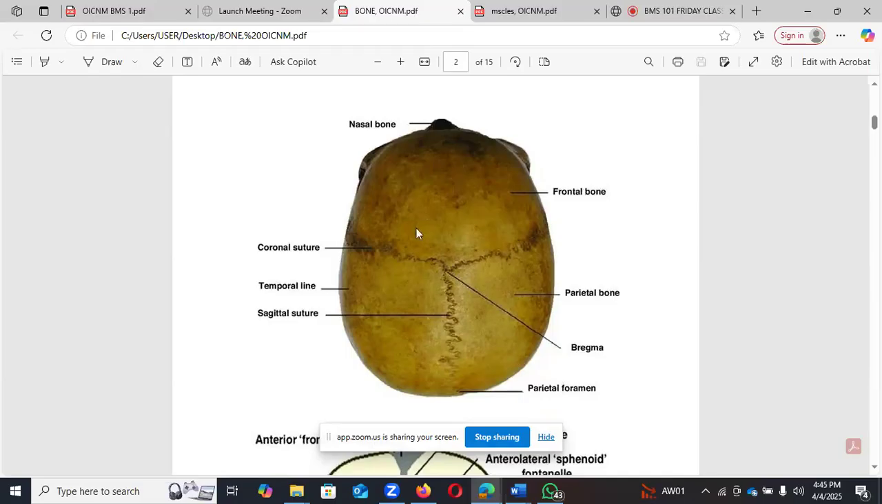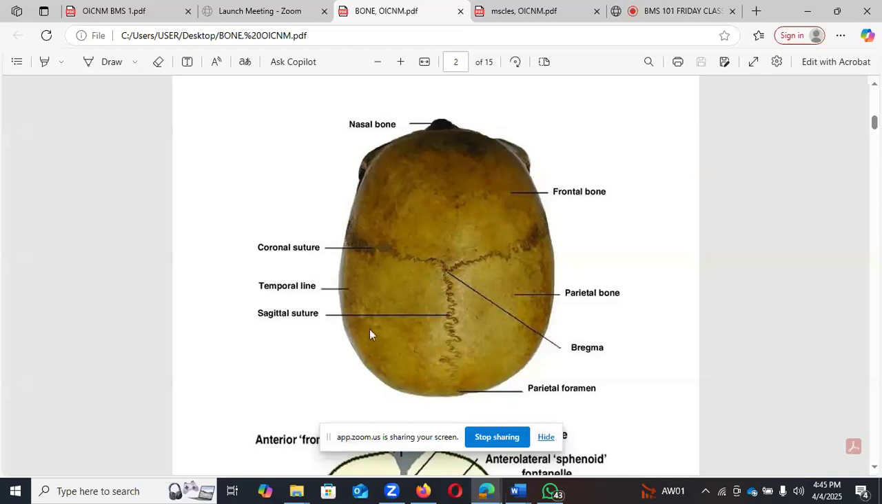Now, this is the coronal suture. This joint goes like this from here. It's called the coronal suture, a type of fibrous joint. Now, this is the parietal bone. This is also the parietal bone, so two parts. But by the side of it, this is the temporal bone.